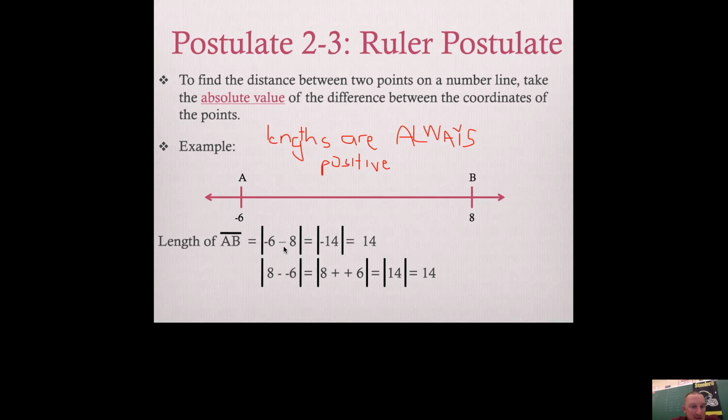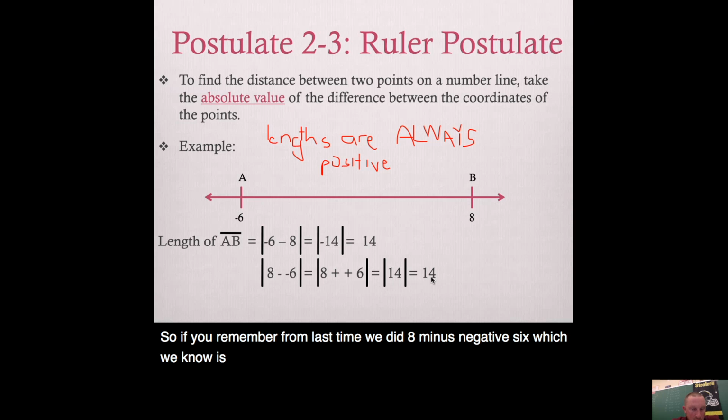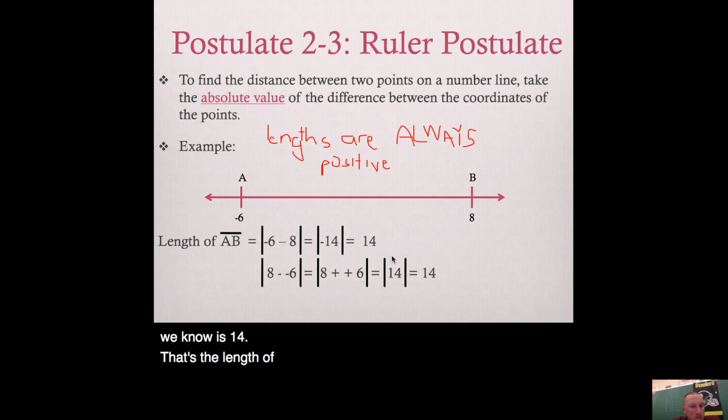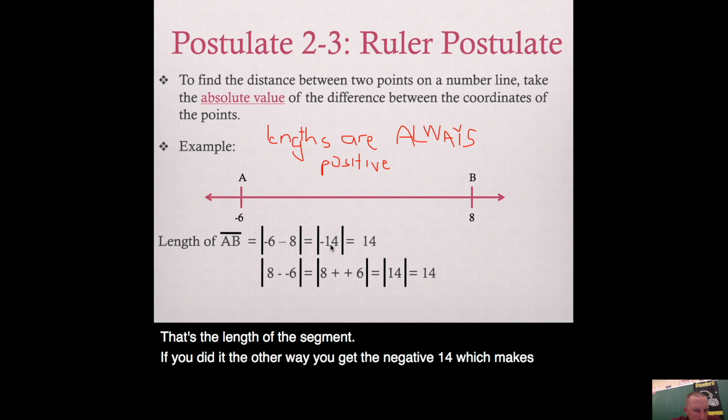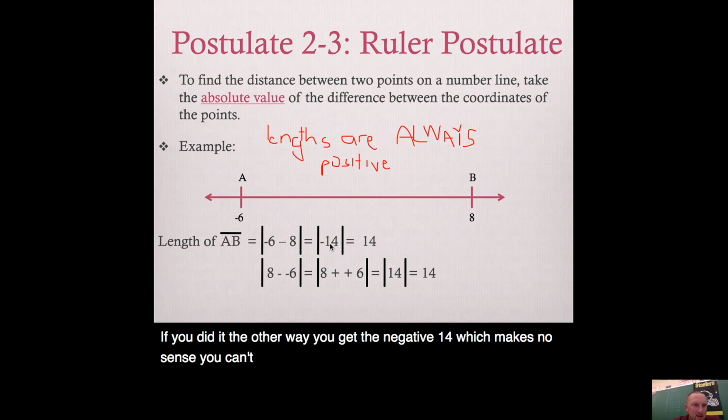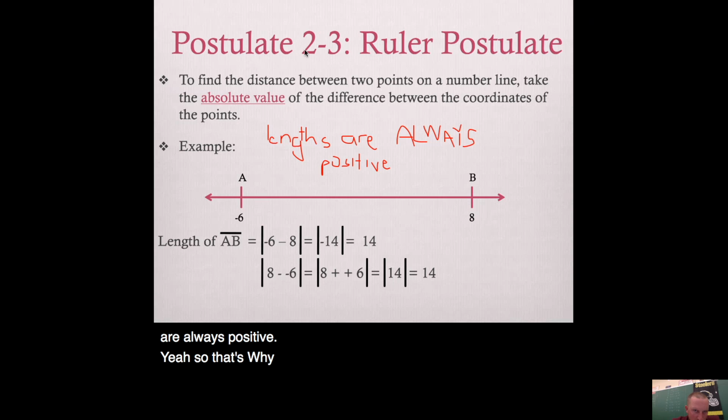So if you remember from last time, we did 8 minus -6, which we know is 14. That's the length of the segment. If you did it the other way, you get the -14, which makes no sense. You can't measure something and get a negative length. Lengths are always positive. Okay, so that's why the absolute value part is in this postulate 2-3.